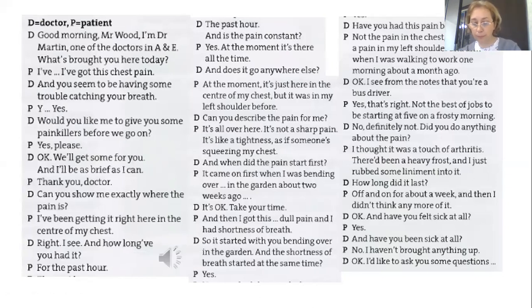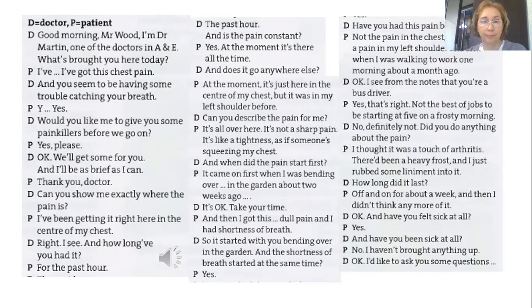Listening 3. Good morning, Mr. Wood. I'm Dr. Martin, one of the doctors in A&E. What's brought you here today? I've got this chest pain. And you seem to be having some trouble catching your breath. Yes. Would you like me to give you some painkillers before we go on? Yes, please. Okay, we'll get some for you. And I'll be as brief as I can. Thank you, Doctor. Can you show me exactly where the pain is? I've been getting it right here, in the centre of my chest.